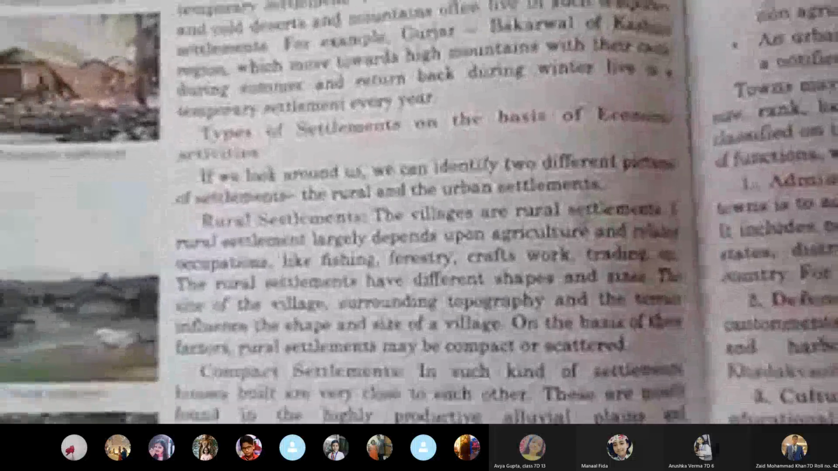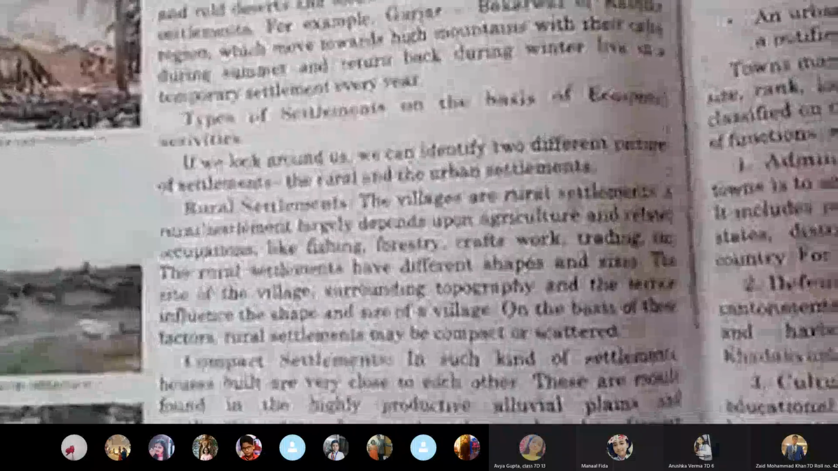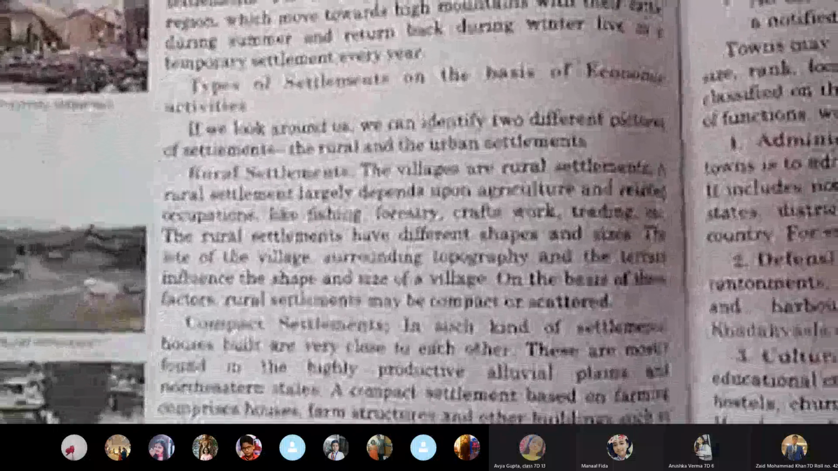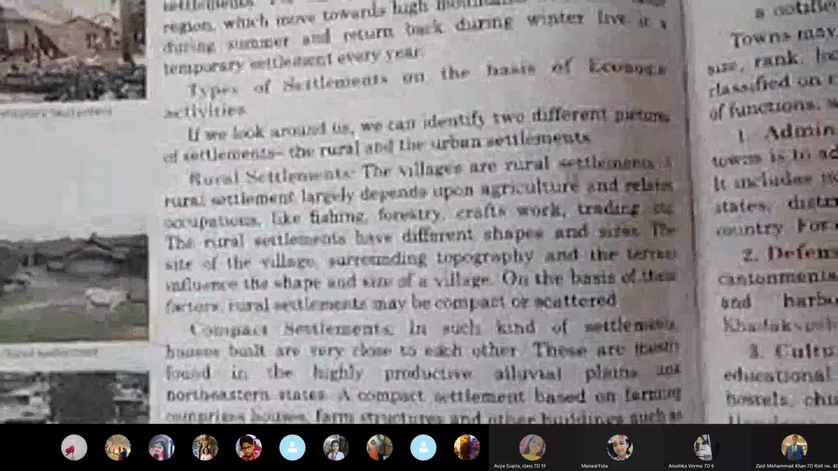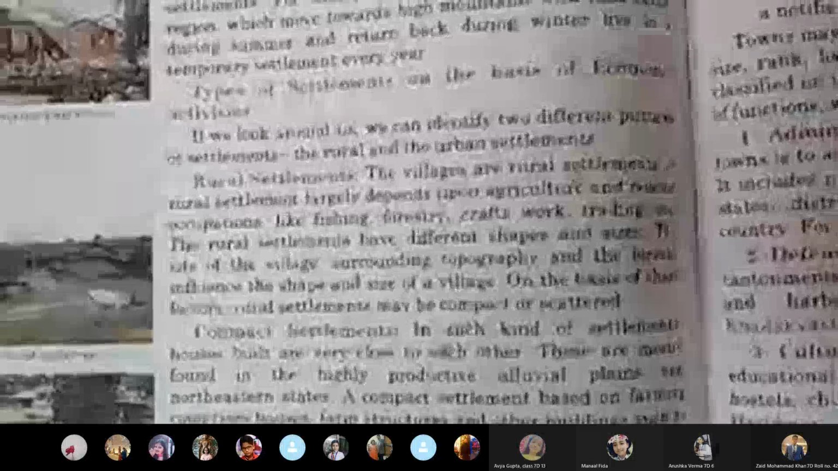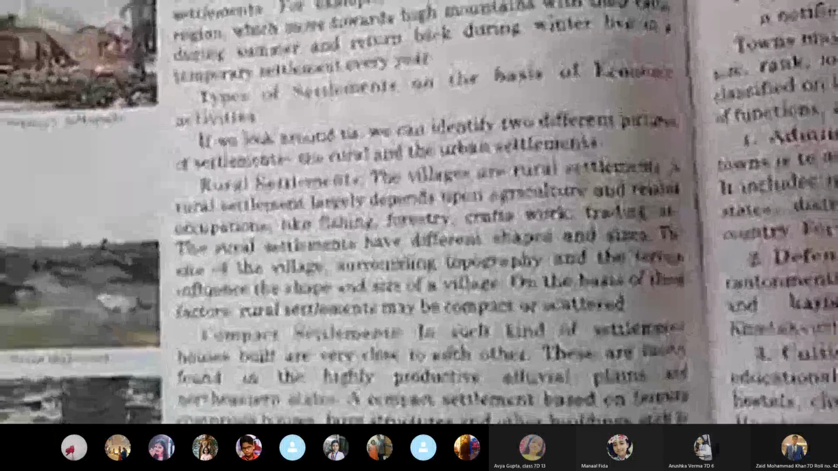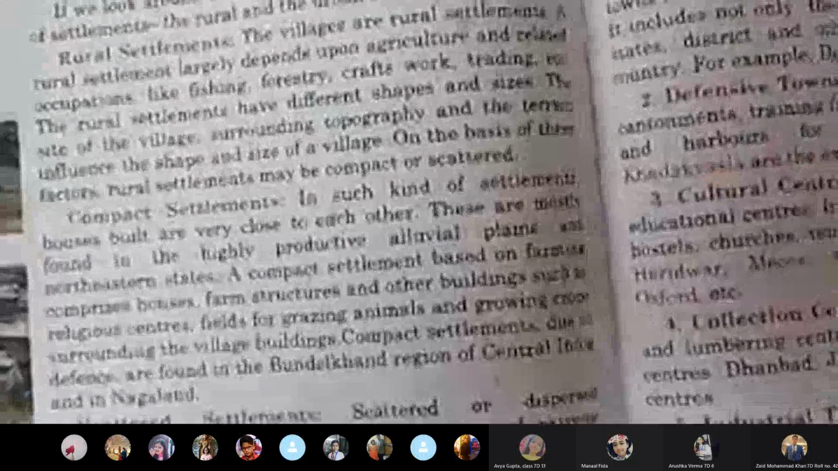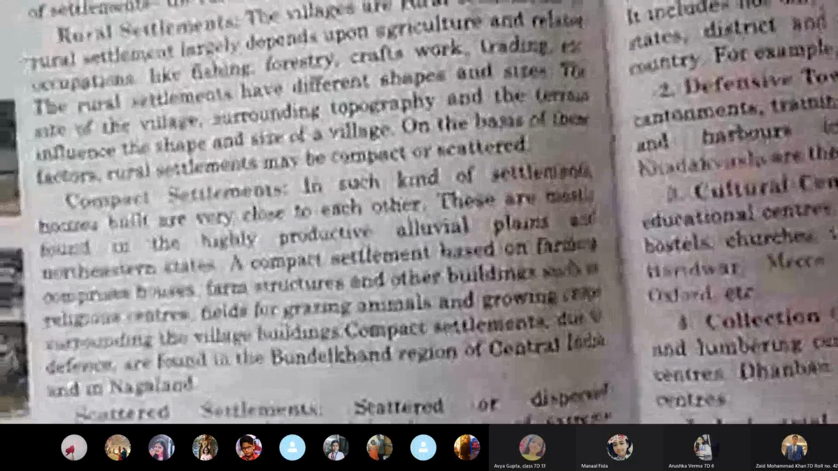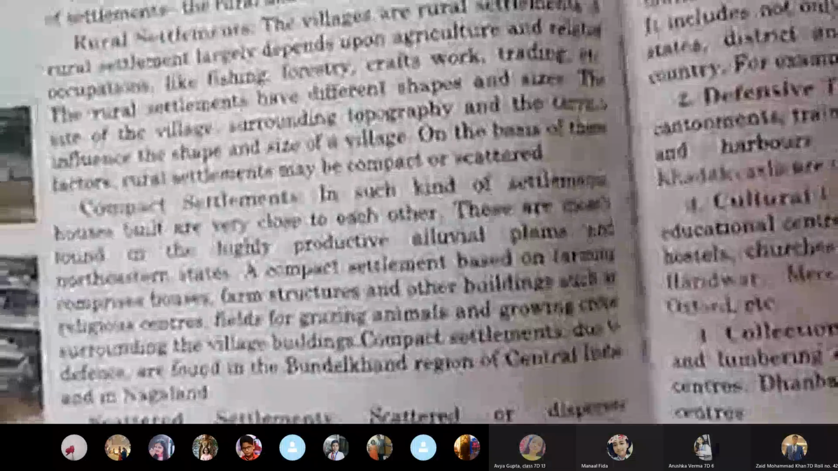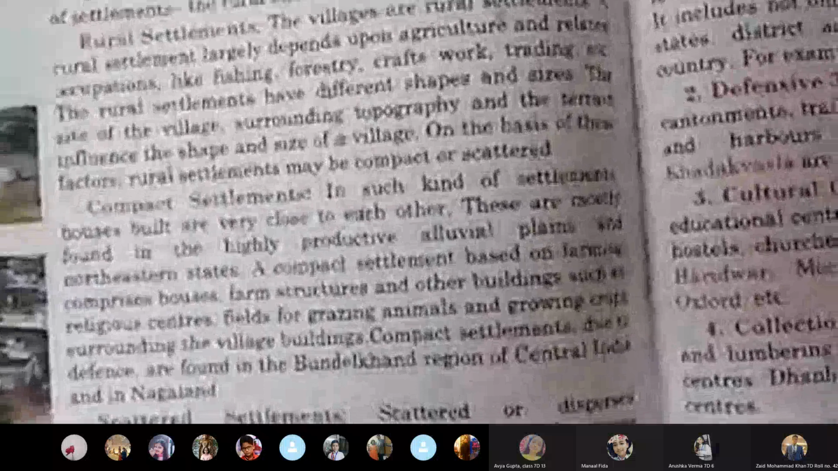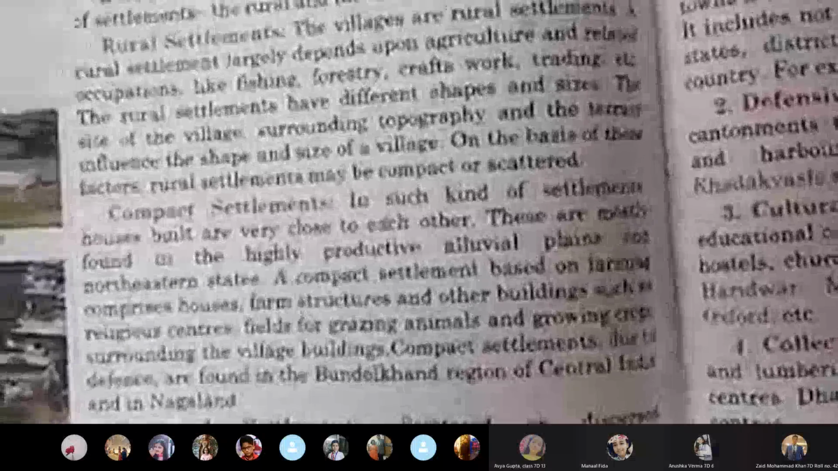Then we talk of types of settlements on the basis of economic activities. That means those activities which take place because of the economic settlements. Let us talk of that. If we look around, we can identify two different pictures of settlement: the rural and the urban settlements. Now, economic means money related, and we all know that rural areas are the villages, and the urban areas, or the more settled urban settlements, are the city settlements. Okay, so let us see them.